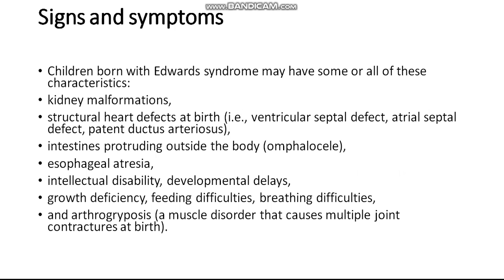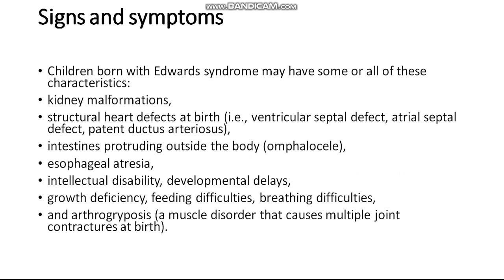So the signs and symptoms include the specific characteristics as we discussed in the first slide. The other features include kidney malformations, structural heart defects at birth like VSD, ASD or a patent ductus arteriosus. There can be omphalocele, esophageal atresia, intellectual disability and developmental delays. There can be growth deficiency, feeding difficulties and breathing difficulties.